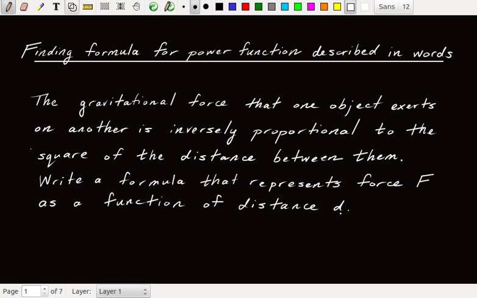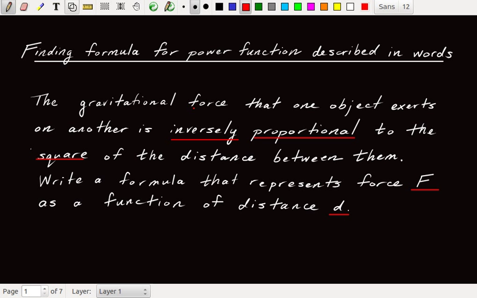So if you know a little bit about physics, you know this is Newton's law of gravitation. But how do we understand this mathematically? Well, we have one quantity, force, and another quantity, d, and we're going to find the relationship between them. What are the key words here? Well, we have the word proportional, but we also have inversely proportional. The other important word here is the square.